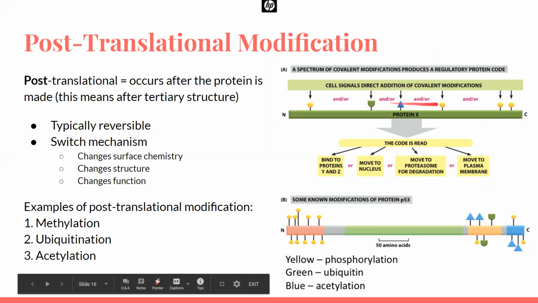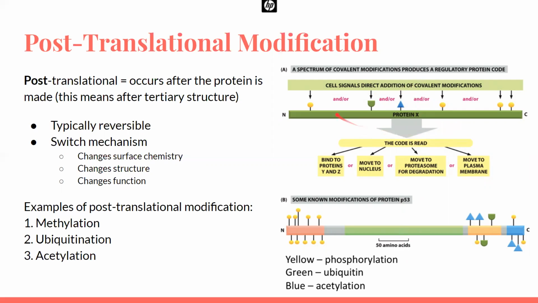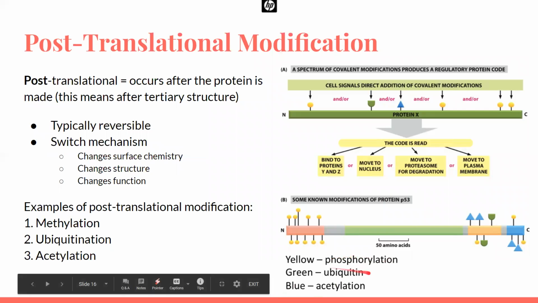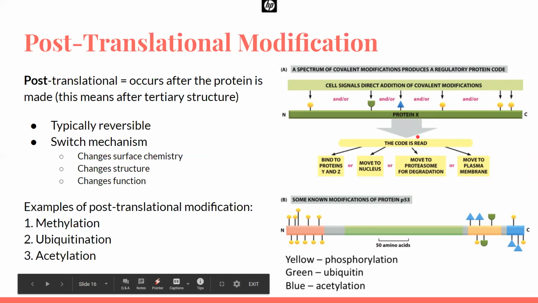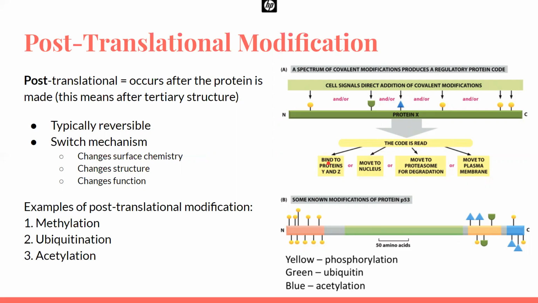So the protein is translated, and then the cell signals for the direct addition of covalent modifications. It can be this yellow circle, this green shape, this blue triangle. Yellow is phosphorylation, green is ubiquitin, and blue is acetylation. Phosphorylation is another example of post-translational modification. So what happens is the code is read, and then protein X can either bind to proteins Y and Z, or move to the nucleus, or move to the proteasome for degradation, or move to the plasma membrane. So that is how the protein is regulated, by adding these modifications.